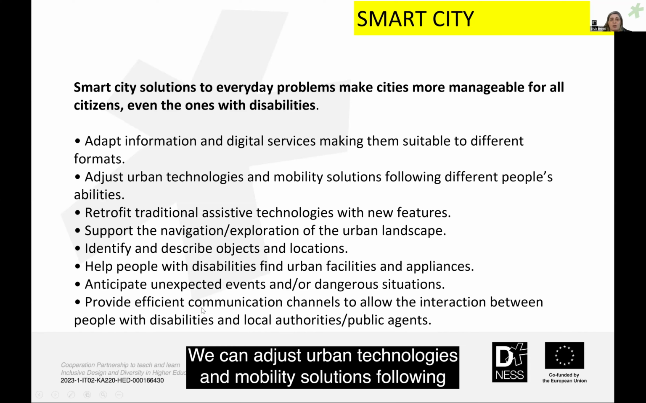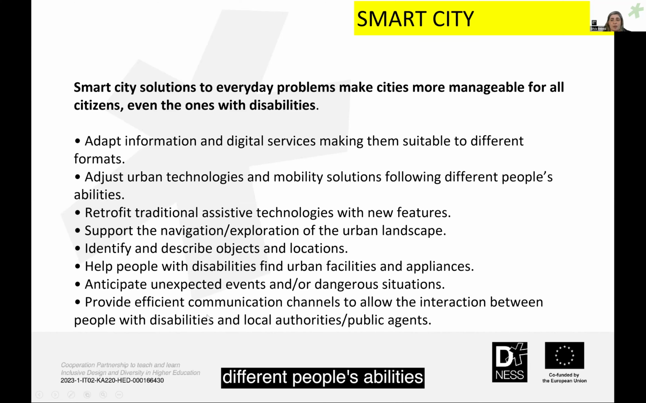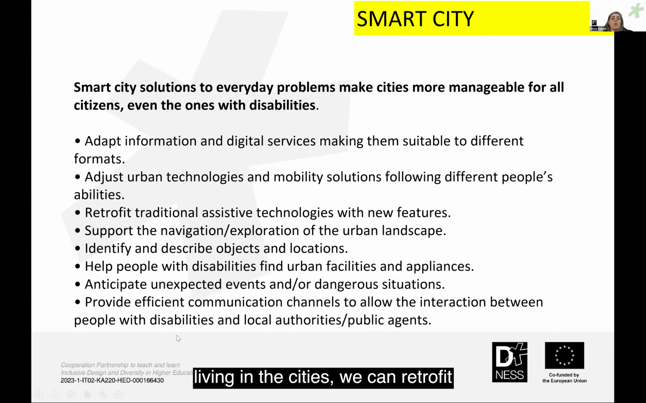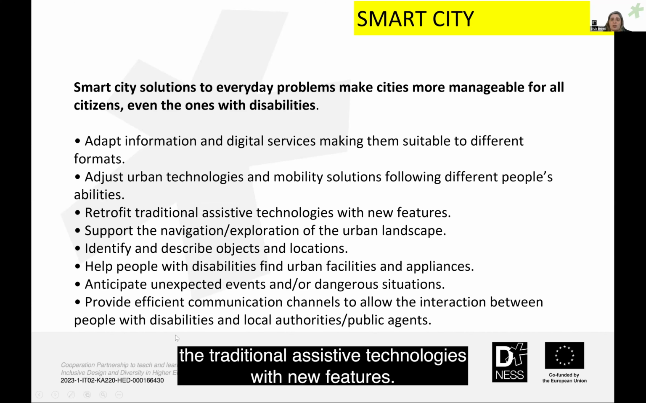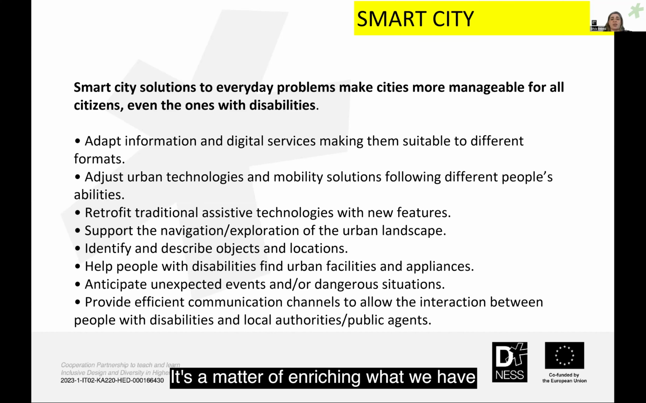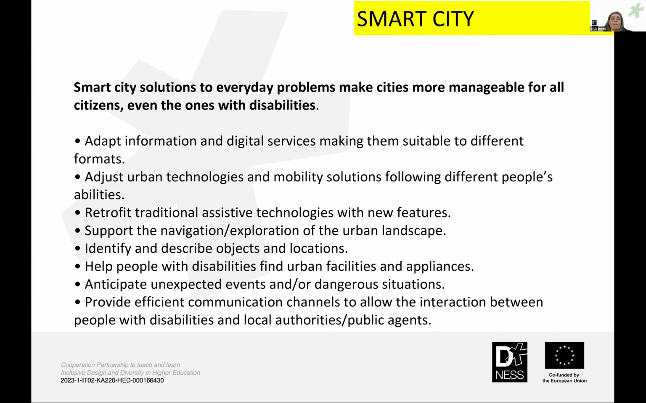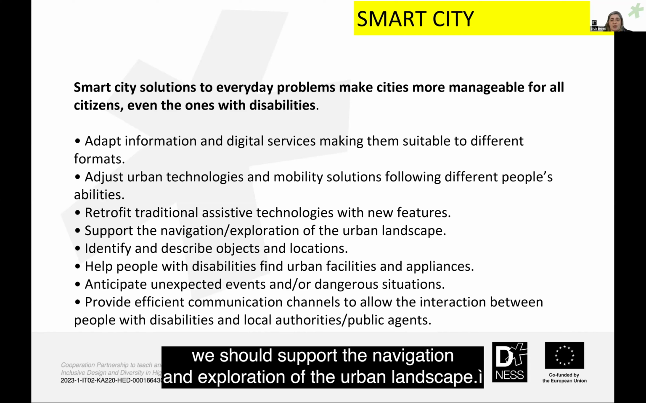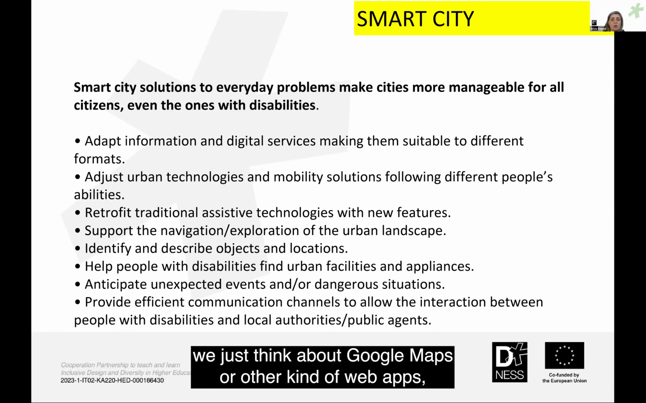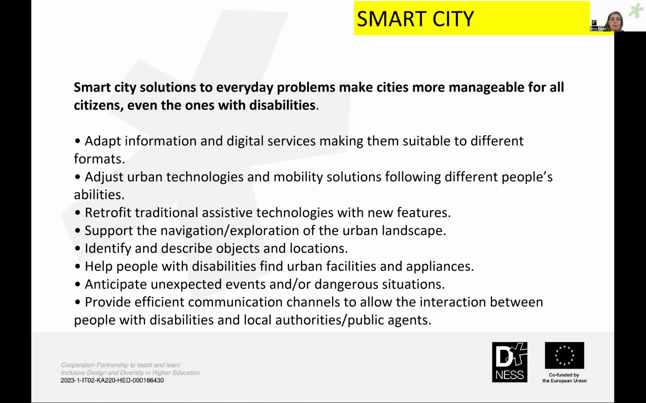We can adjust urban technologies and mobility solutions following different people's abilities. So we should consider the backgrounds and the physical abilities of citizens living in the cities. We can retrofit the traditional assistive technologies with new features. So it's not a matter of changing everything. It's a matter of enriching what we have with more assistive technologies. Then we should support the navigation and exploration of the urban landscape, and we now have many digital instruments that can allow it. Just think about Google Maps or other kinds of web apps.